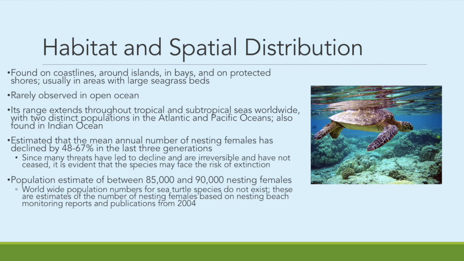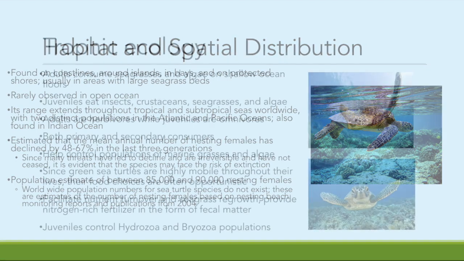It is estimated that the mean annual number of nesting females has declined by 48 to 67% in the last 3 generations. Since many threats to the species have led to its decline and are irreversible and have yet to cease, it is evident that the species may face the risk of extinction. Population estimates of green sea turtles are between 85,000 to 90,000 nesting females, but since worldwide population numbers for sea turtle species do not actually exist, these numbers are based on estimates of the number of nesting females based on nesting beach monitoring reports and publications from 2004.